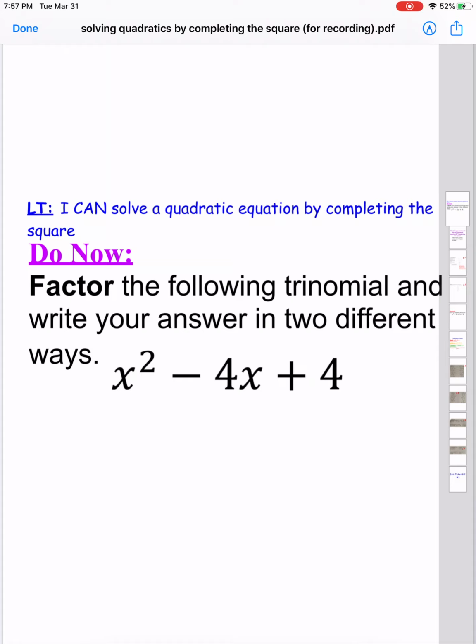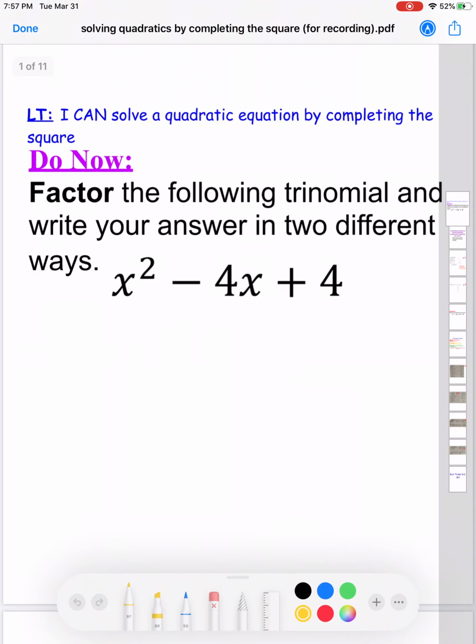In our do now, it says to factor the following trinomial and write your answer in two different ways. So looking at this problem here, I notice that this is a trinomial with three terms with an invisible a value of 1. So we know in this method of factoring that we can go right to our binomials, start them both with x, and then we ask ourselves what two numbers multiply to c, which in this case is positive 4, and also add to negative 4.